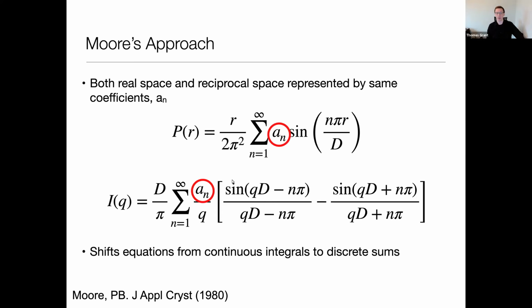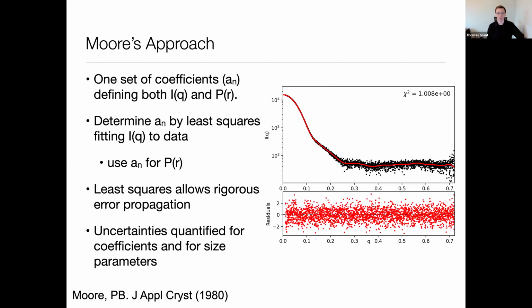But the important thing to note is that because they are Fourier mates, we have the same coefficients, these ANs, which define the weights of the basis functions, both in reciprocal space and in Fourier space, or in real space. So if we can figure out what these coefficients are, we know what our equations are in both domains. So we can use least squares in order to determine what these ANs are. We can set up a system of linear equations using the data set and actually fit this in order to determine what these AN coefficients are.